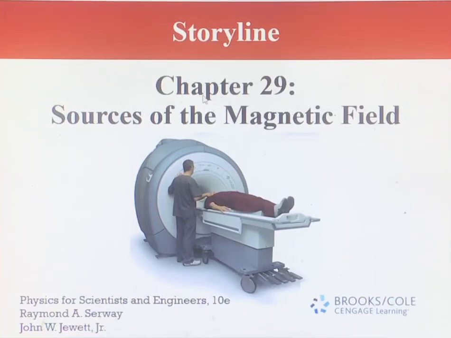In this video, we're going to introduce chapter 29, which is the sources of the magnetic field. The picture that you see here is an example of the magnetic resonance imaging machine. It's called the MRI machine. This uses very strong magnetic fields to examine a patient. In this chapter, we're going to talk about how magnetic fields can be produced.